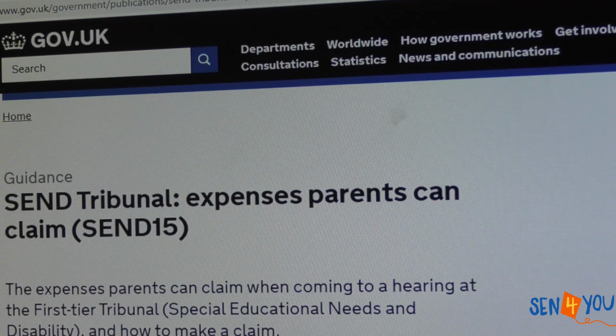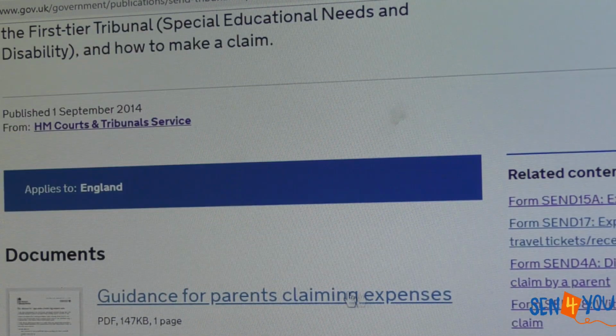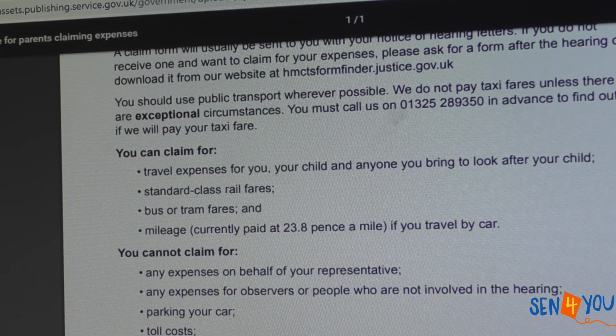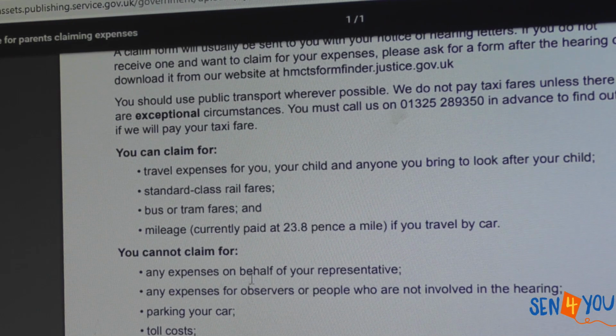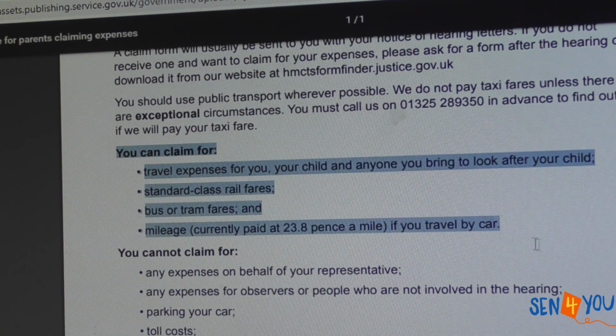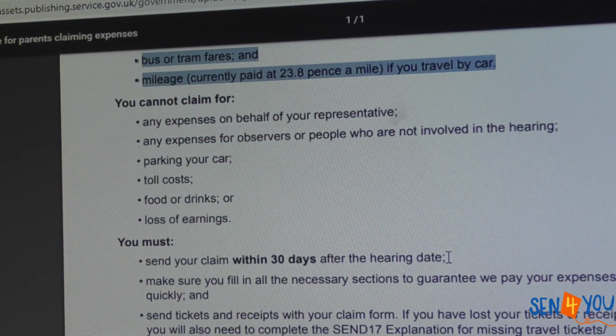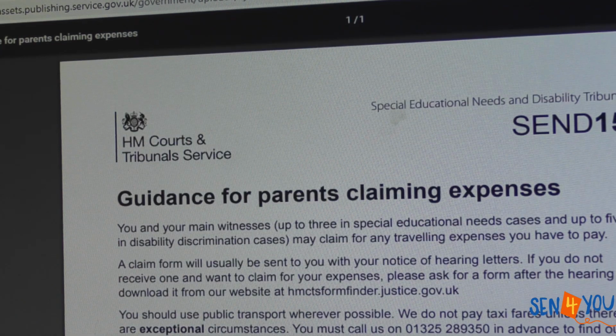And the tribunal issues guidance in Form SEND 15, which tells you the circumstances upon which expenses can be recovered. And generally it's these things that I'm going to highlight here. It's travel expenses, no first class I'm afraid, and mileage. You have to send your claim within 30 days after the hearing, and the tribunal will then consider whether to pay them.